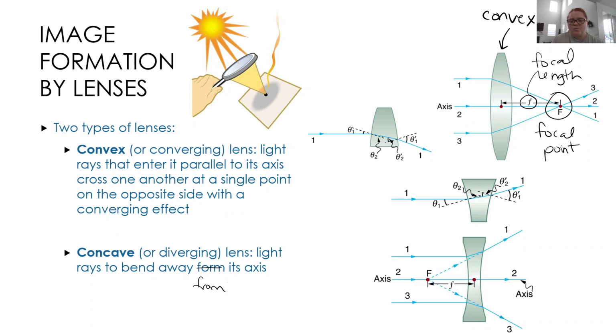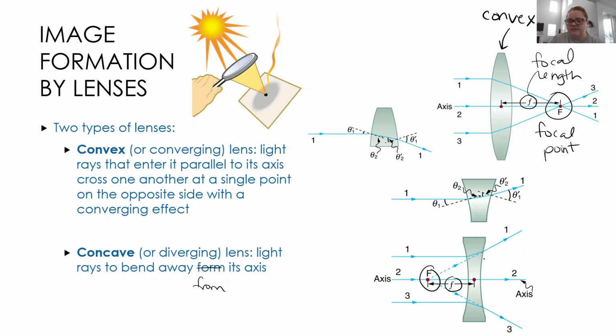And so we have our light rays coming in parallel to its axis, and using some geometry or geometric optics ideas, we have that our light rays will trace back to some, again, focal point at some focal length, okay? And you can see that the light rays will bend outward away from its axis, okay?